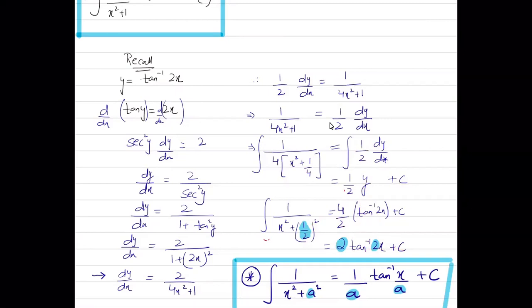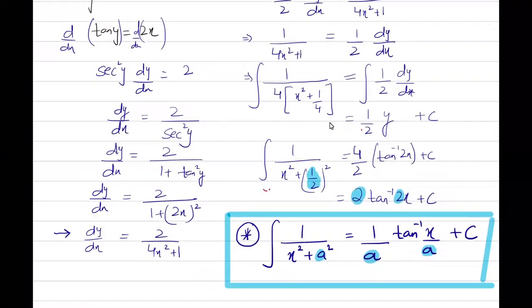So we came to know that if we have integration of a function in the form of 1 upon x square plus a square, where a value over here is 1 upon 2. I just want you to match this outcome with this general rule. If we have an integration of an expression 1 upon x square plus 1 upon 2 square, where 1 upon 2 is equal to a, so the integration of such function is going to be 1 upon a.